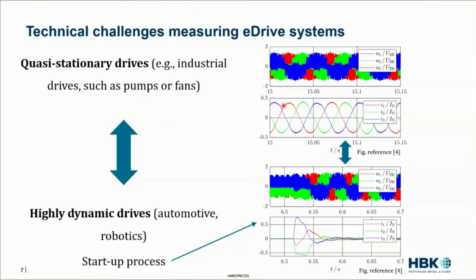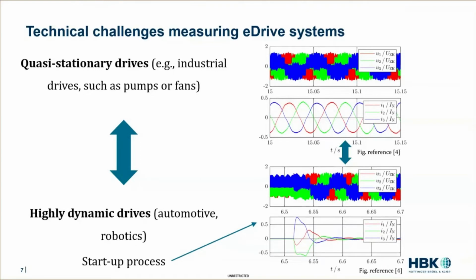But if we go now to a lot of modern highly dynamic drives, for example, if we think about automotive applications or robotics, then these drives are characterized by the fact that they are typically not operated in one or only a few steady-state operating points. They are typically highly dynamic, which means frequency as well as amplitude may change frequently or even continuously, and we do not have steady-state operating points.